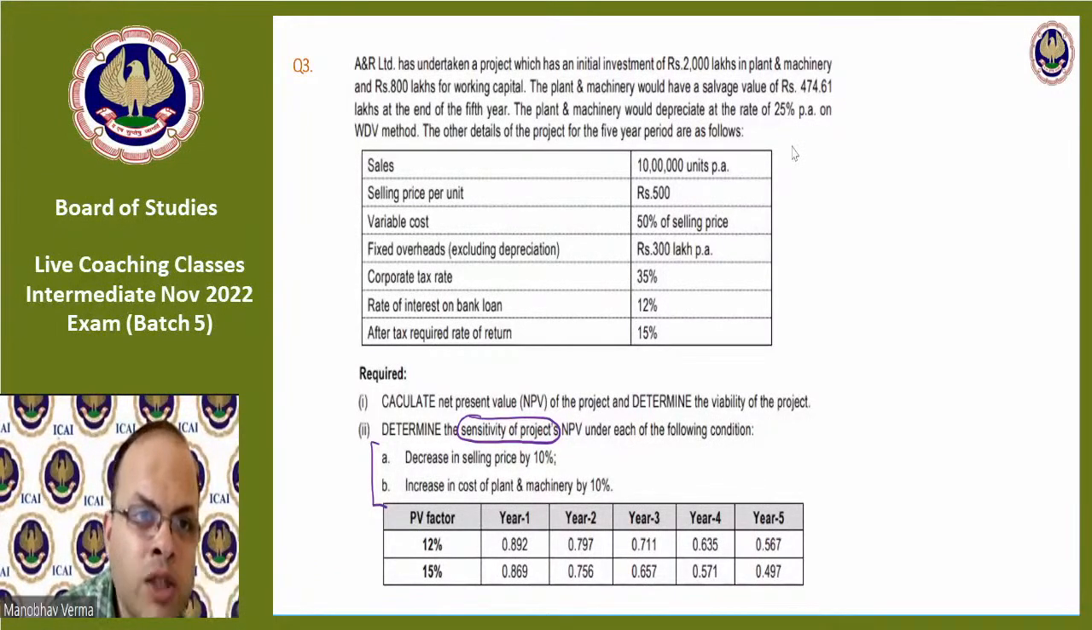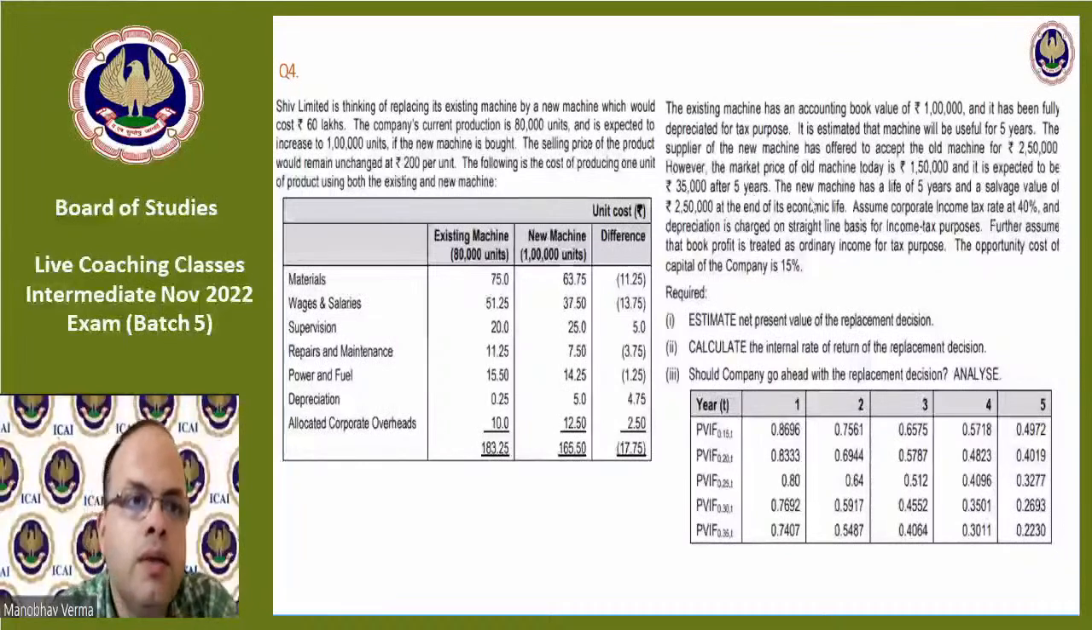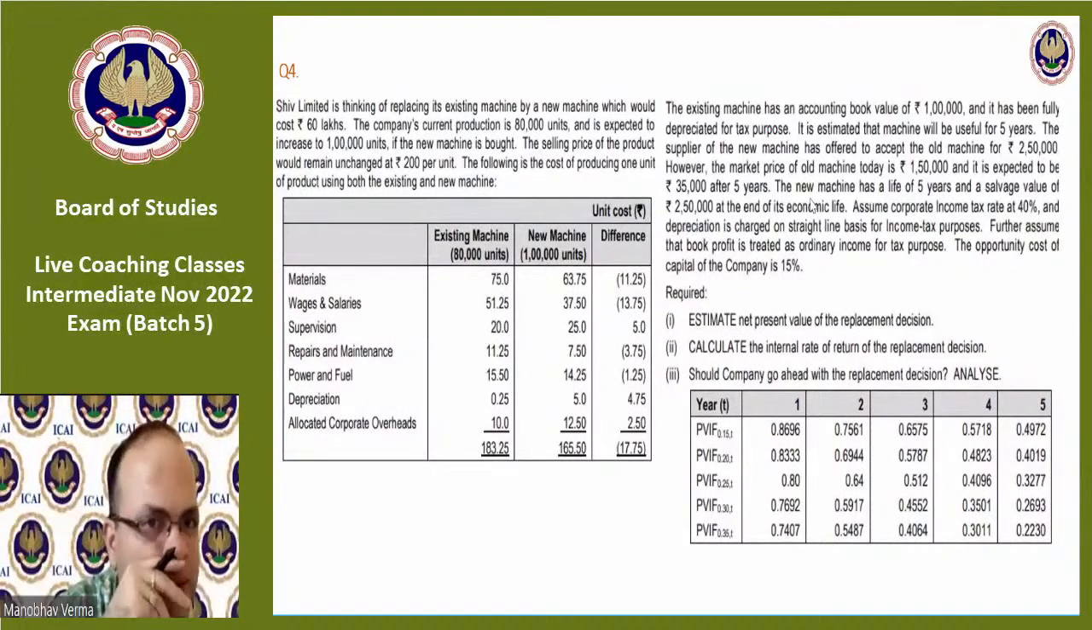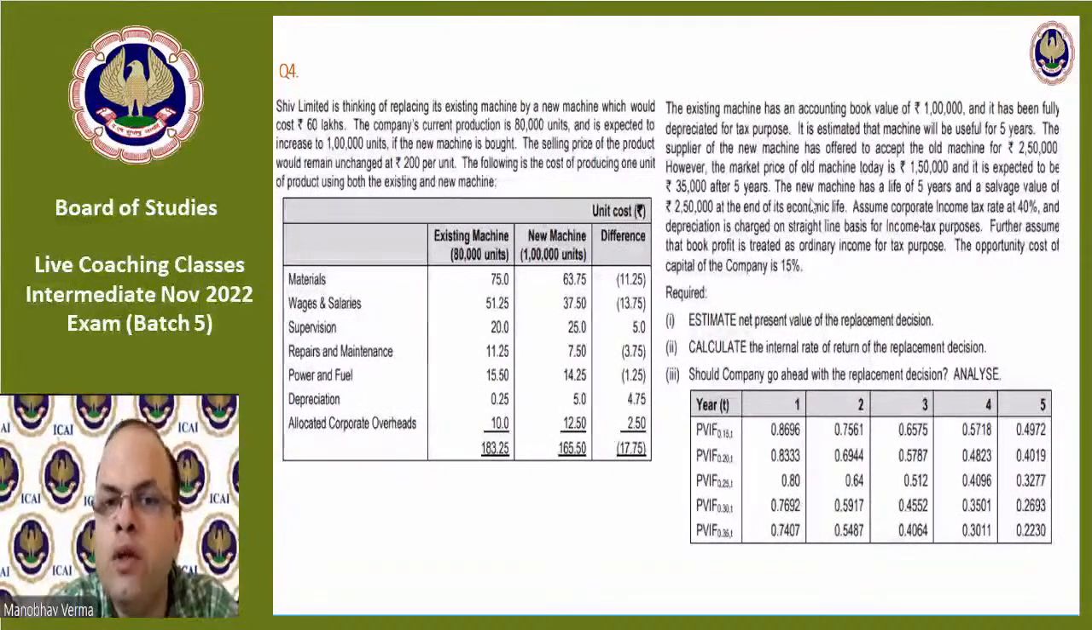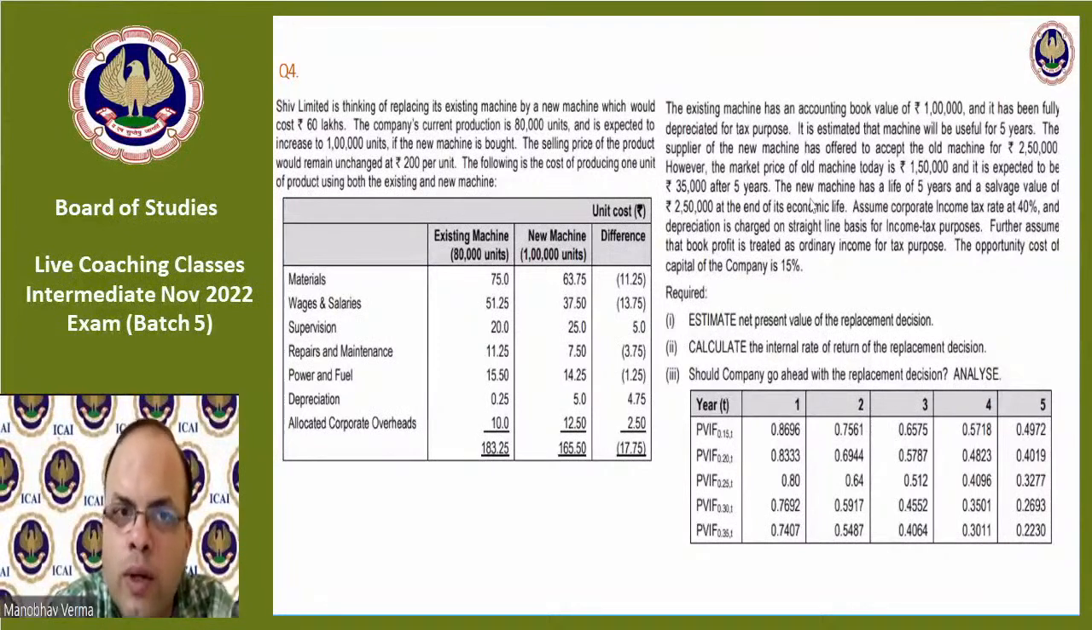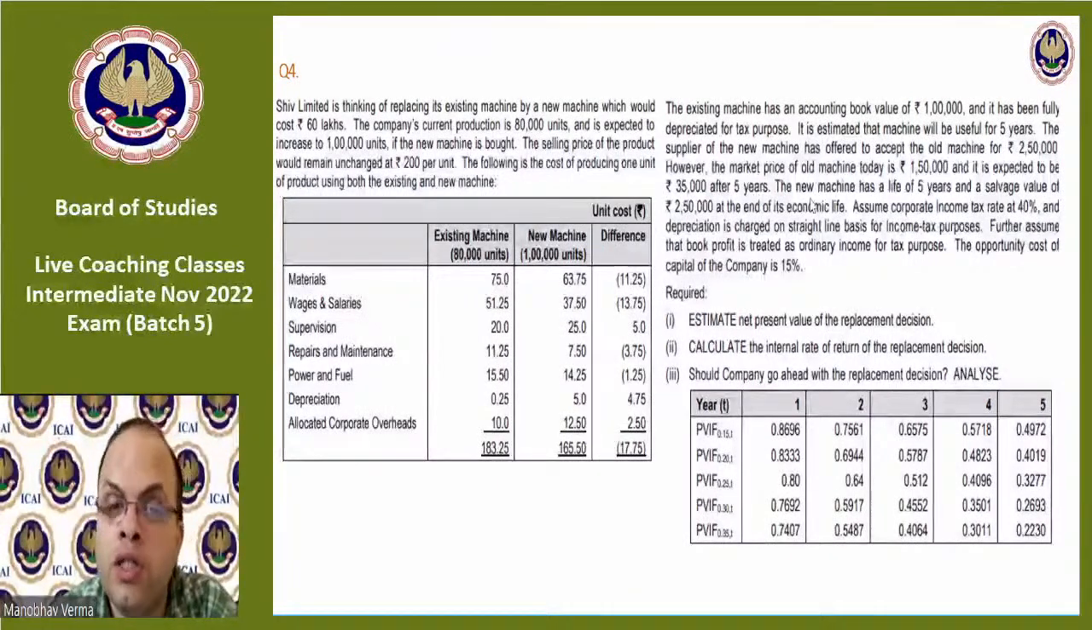Okay. The next question of your assignment would be this one, Shiv Limited. Now, this is something we have already done, right? The existing machine, new machine and all. The question is related to the replacement of the machine. So I think you should find this one easy. And then the last question as homework. So I'm giving you a total of 3 questions now, and 1 question I already gave you earlier.